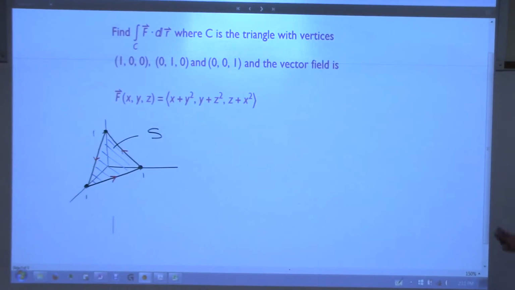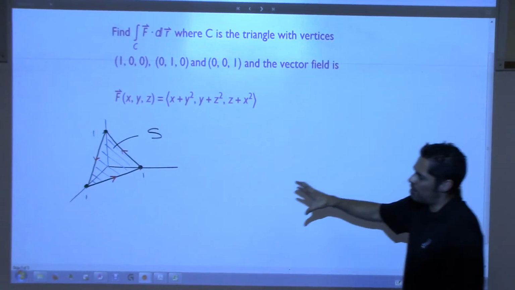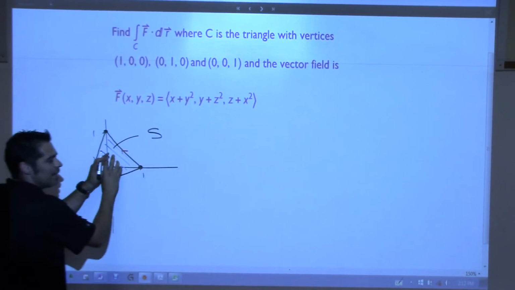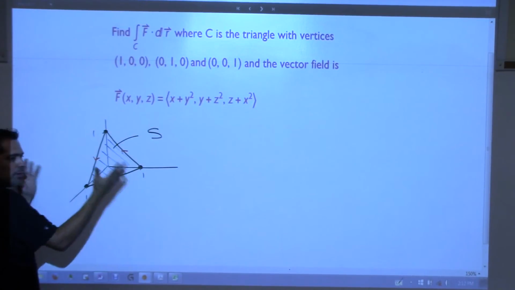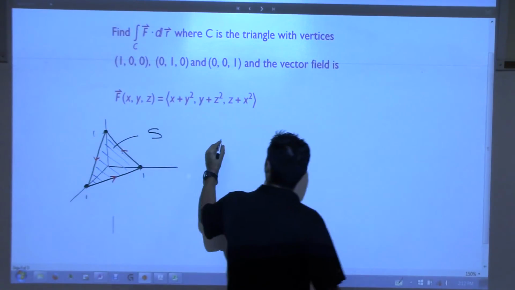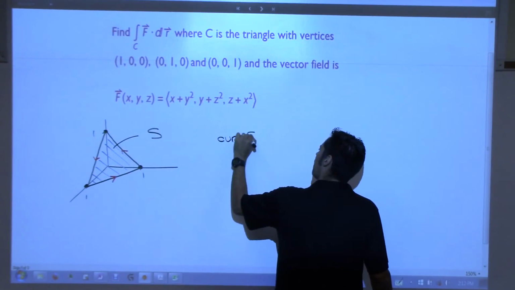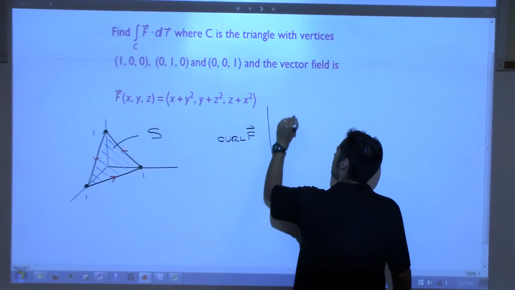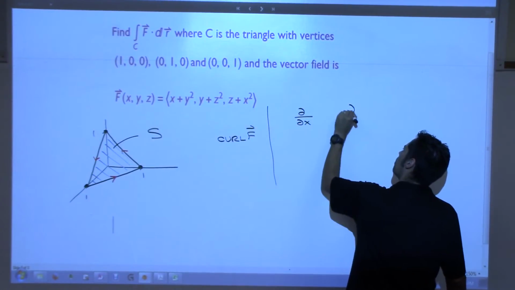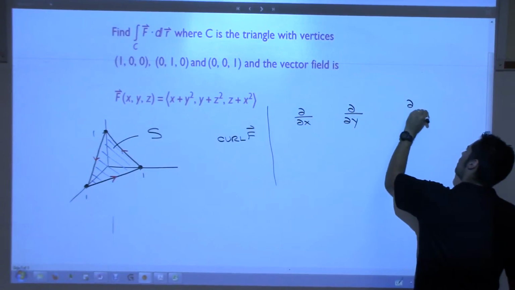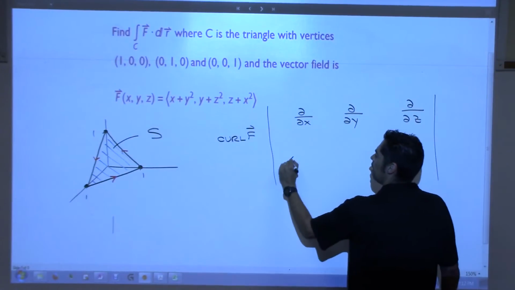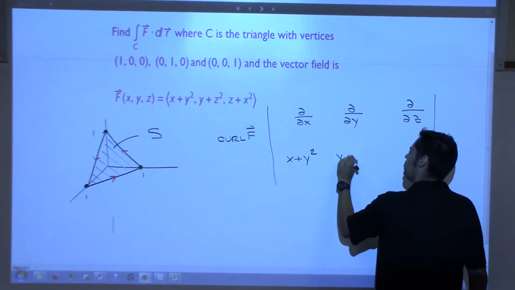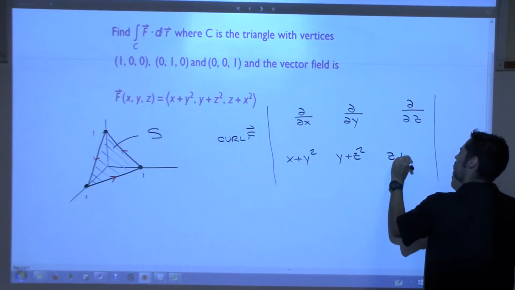But at the end of it all, we're going to have to find the curl. So let's see if we can get the curl. I'm just thinking through this a little bit, okay? Like, okay, this is a surface. Am I going to have any trouble figuring out what that surface is? No, I've done this before. I've figured out how to find the equation of planes. It's not terrible. But the curl part might be a little messy, so let me go ahead and do that. Partial with respect to x, partial with respect to y, partial with respect to z. And x plus y squared, y plus z squared, z plus x squared.